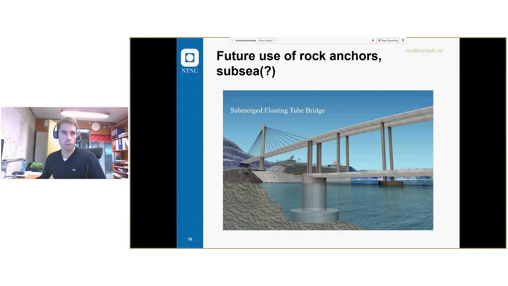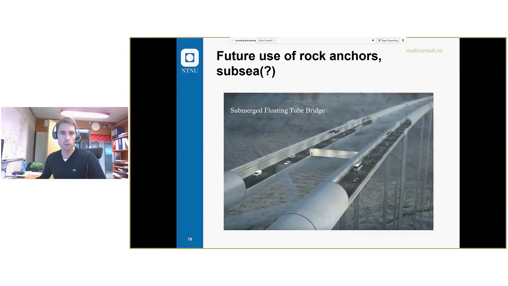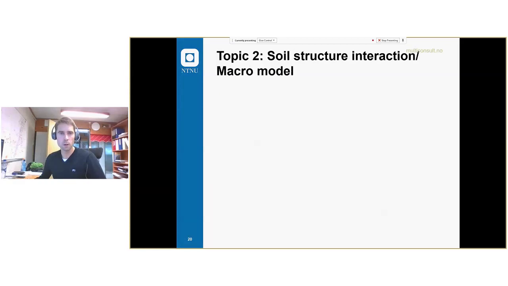So, future use of rock anchors, subsea perhaps. It can be used for bridge foundations offshore, like this, to reduce foundation sizes. Perhaps for submerged floating bridges, and more. So that was rock anchors.